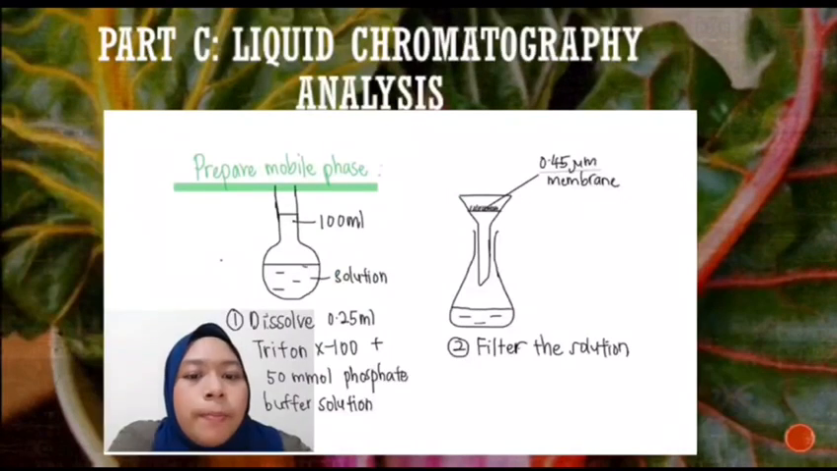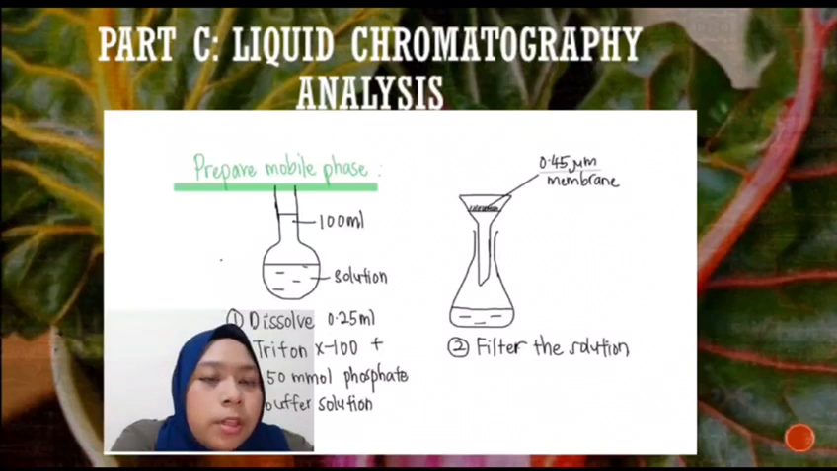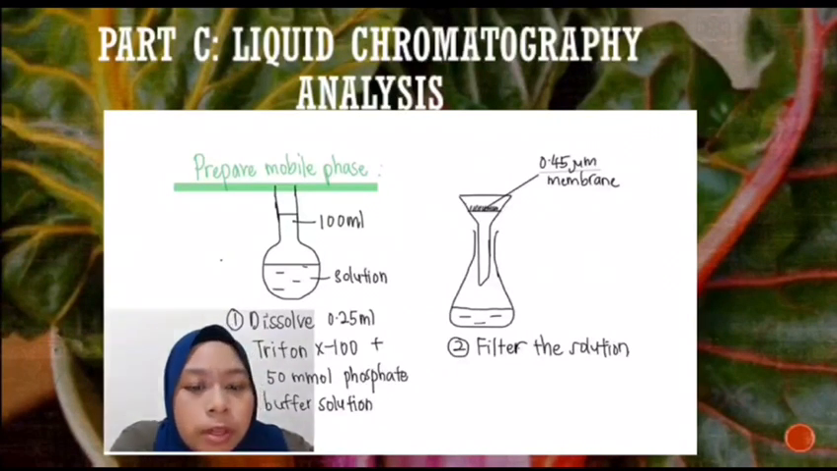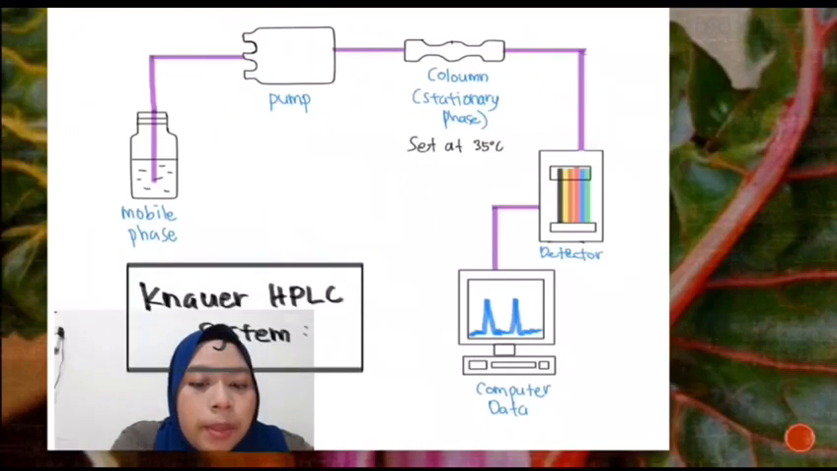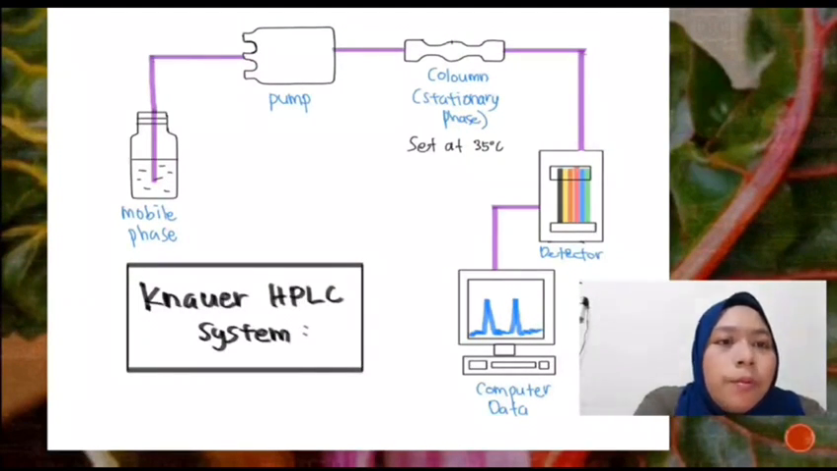For part C, that is liquid chromatography analysis. The first step is to prepare the mobile phase, by dissolving 0.25 ml of Triton X-100 in 50 millimolar phosphate solution. Then we filter the solution. This liquid chromatography analysis is run on an HPLC system. That is an example of a full HPLC system.